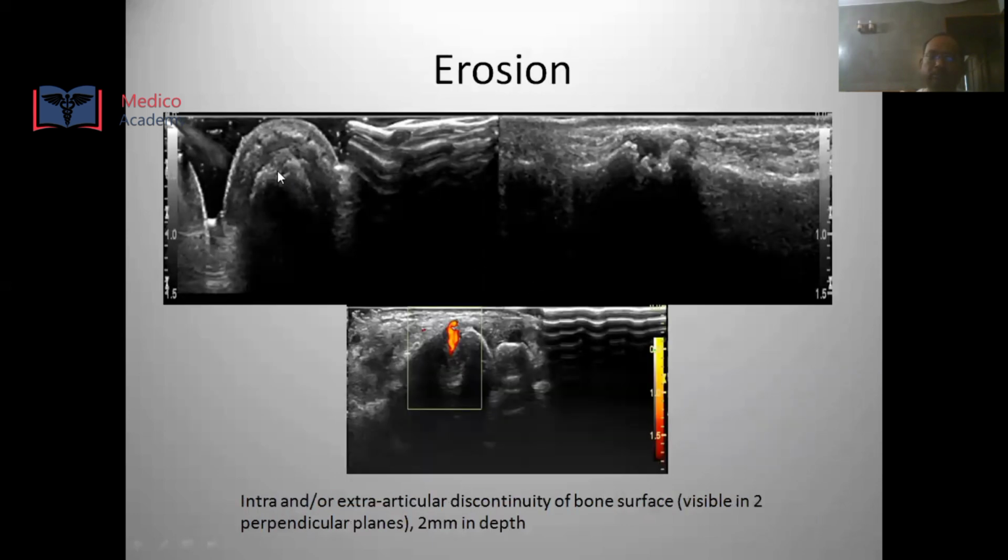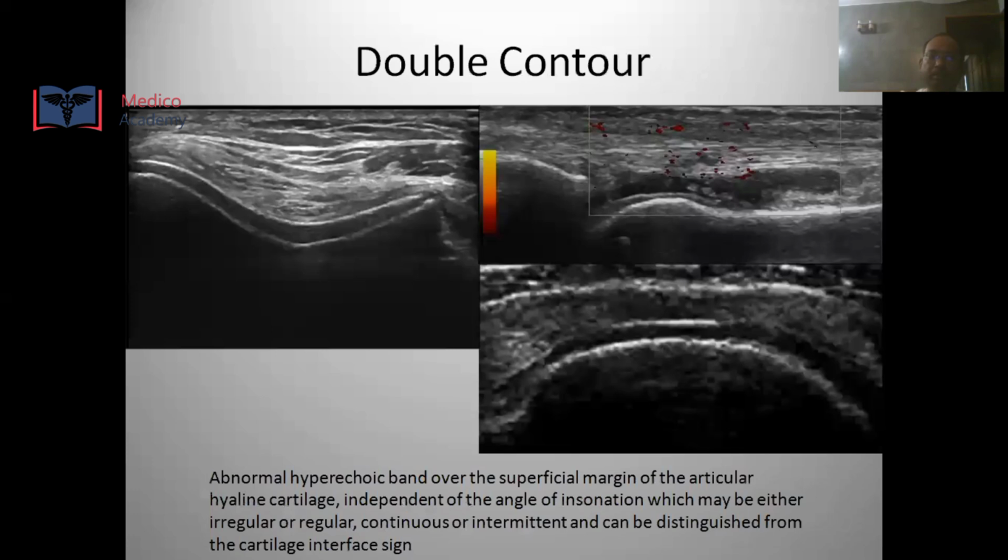In case of erosion, we only call it when we are able to see it in two different planes. This is the short axis and long axis view, where we are able to see a dip which is more than 2 mm. And on color Doppler, you can see there is vascularity going into the erosion, which is called neovascularity.